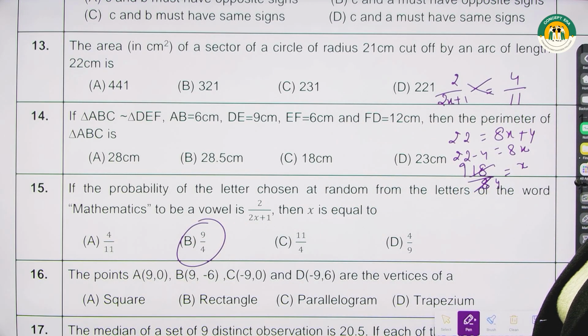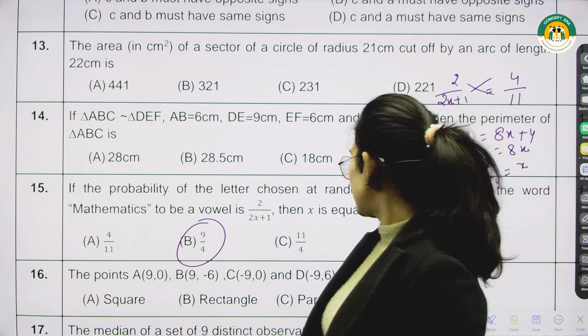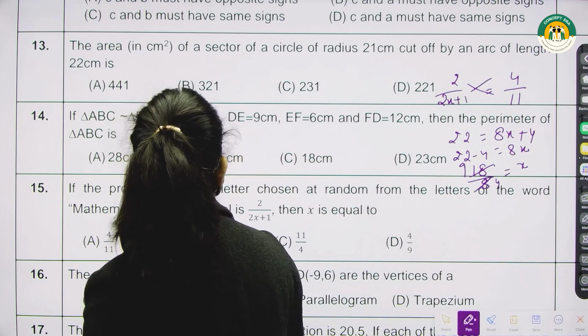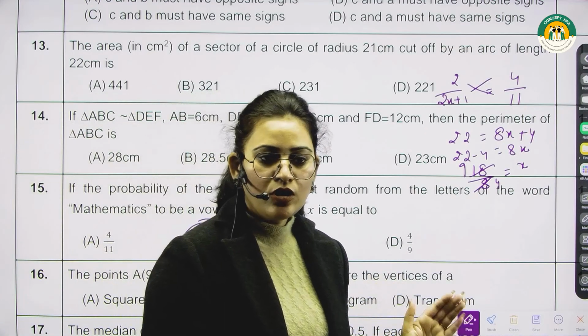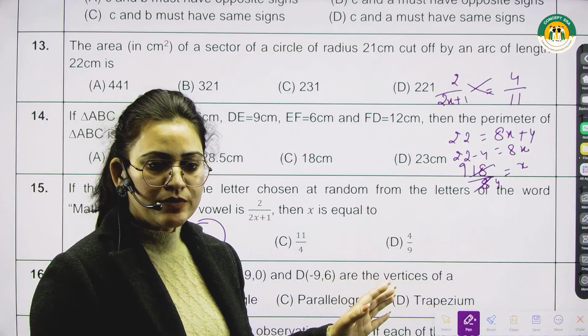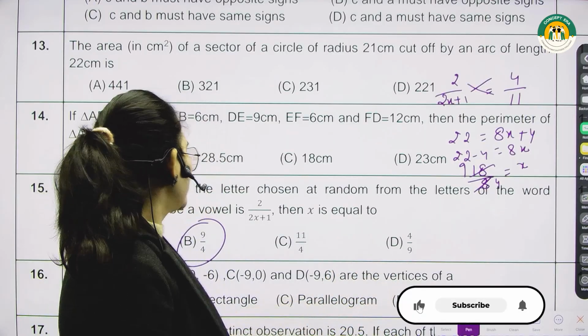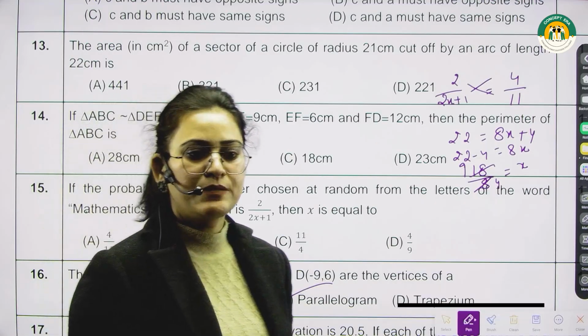16th question. The points A (9, 0), B (9, -6), C (-9, 0) and D (-9, 6) are the vertices of. So if you plot all these points on a Cartesian plane, अगर आप कार्टेशियन प्लेन पे इन सभी पॉइंट्स को बनाते हैं तो you will get the answer as parallelogram. पैरेललोग्राम आपका आंसर आ जाएगा.